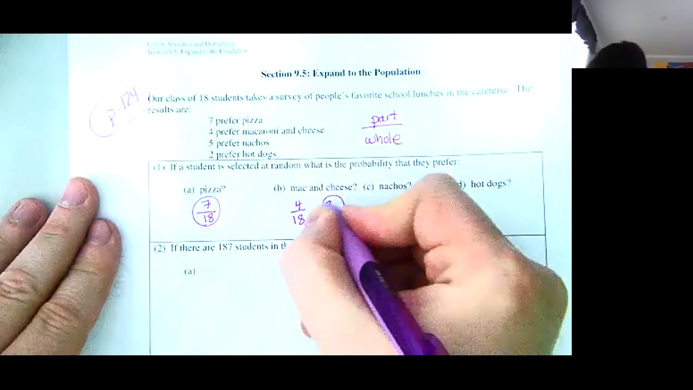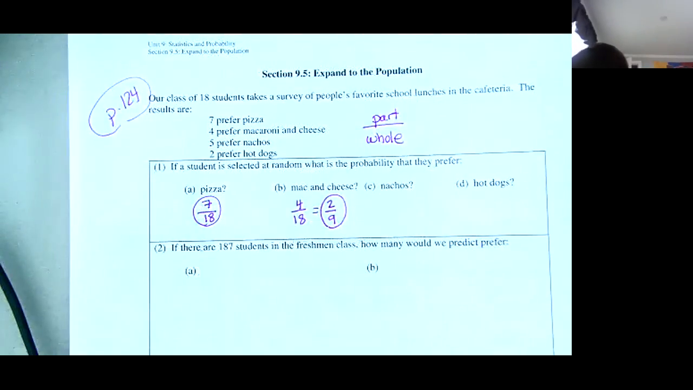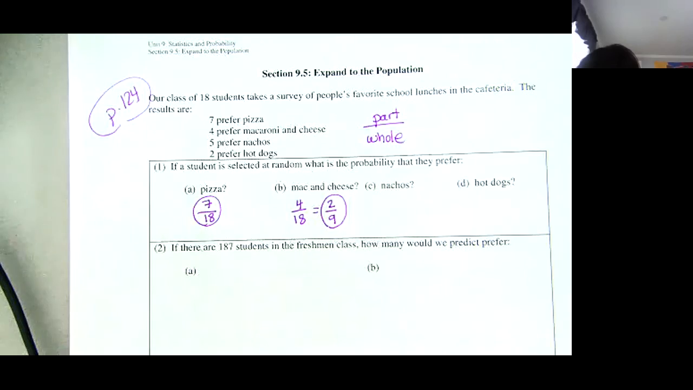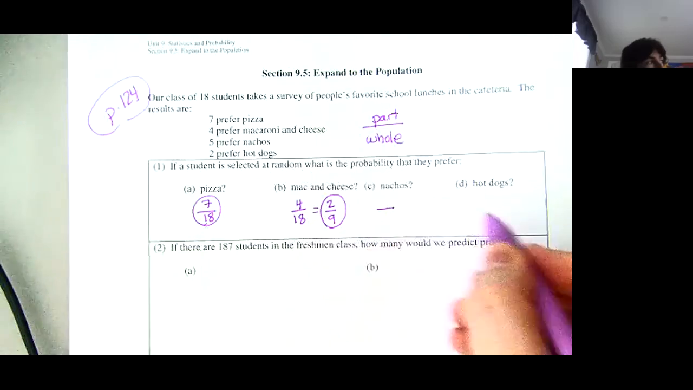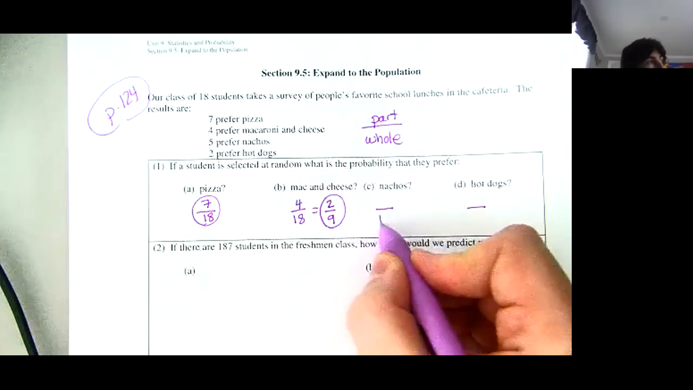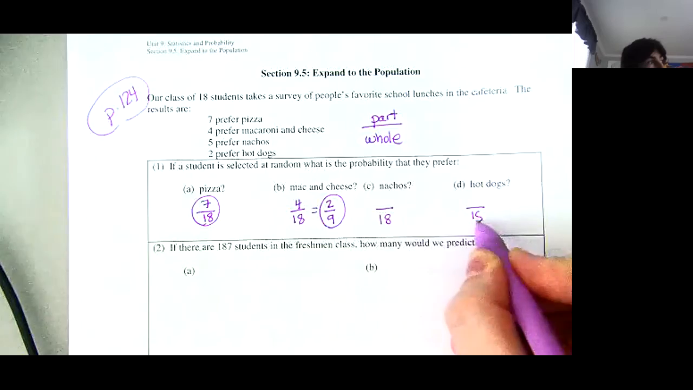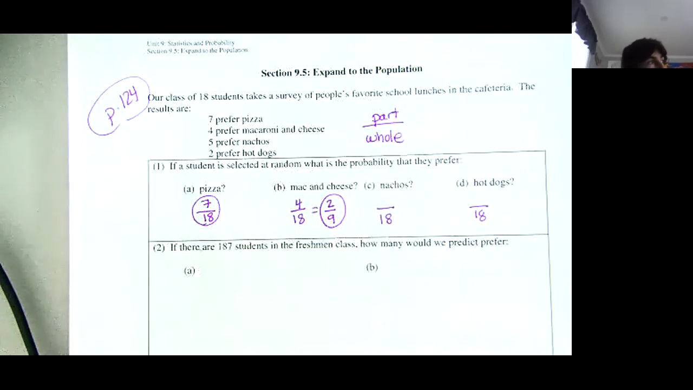Let's say 2/9. I feel like you don't need me for C and D. Go do C and D quickly. And I hope initially, maybe it'll change later, but in the beginning, I hope your denominators are 18, because that's how many people we have.